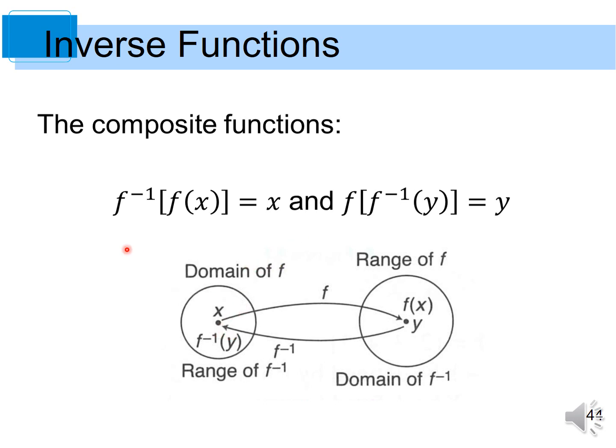Now let's prove it. For this composite function, we should perform the f(x) function first. After we perform the f function, we should perform the inverse function. So from this point to here, then you can see we are back to x. For the second composite function, we perform the inverse function first. So we start from this point, then we perform the f function. So you can see we are back to y, equal to y.